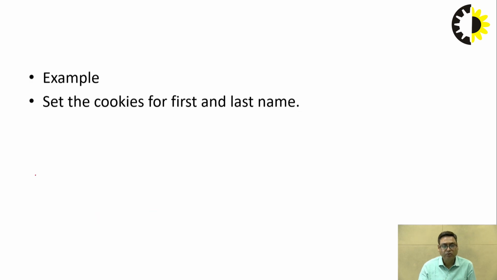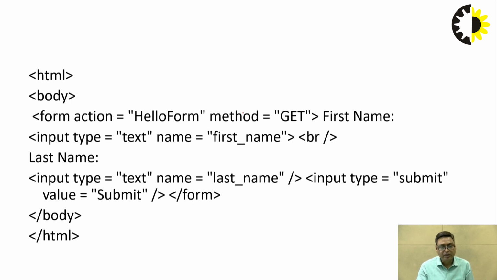Next, I am going to discuss a very basic example of how to write a program for storing the cookies. Then after storing the cookies, we will retrieve the cookies. In this example, we are storing first and last name, so we are taking two values only. We are using an HTML page to retrieve the values of first name and last name entered by the user. Basically it is an HTML page to get the values from the user.